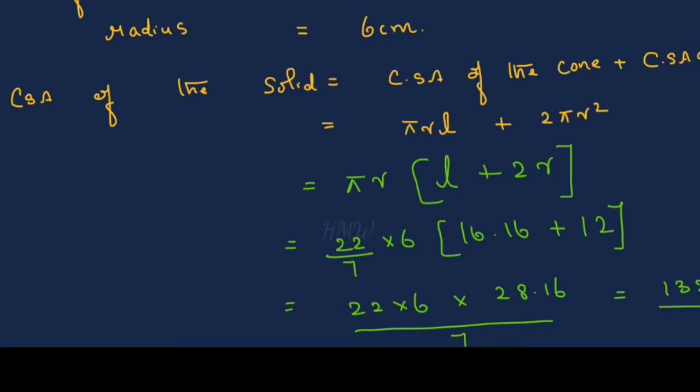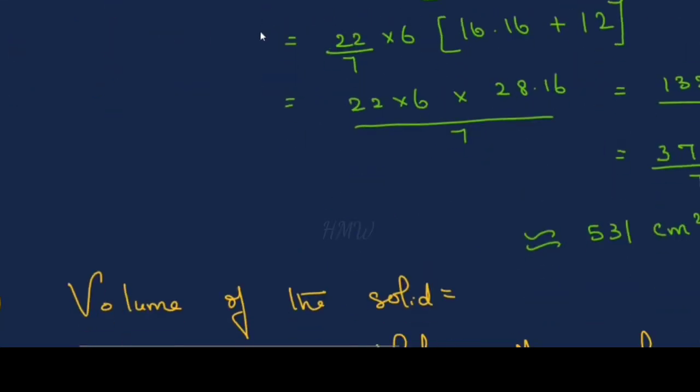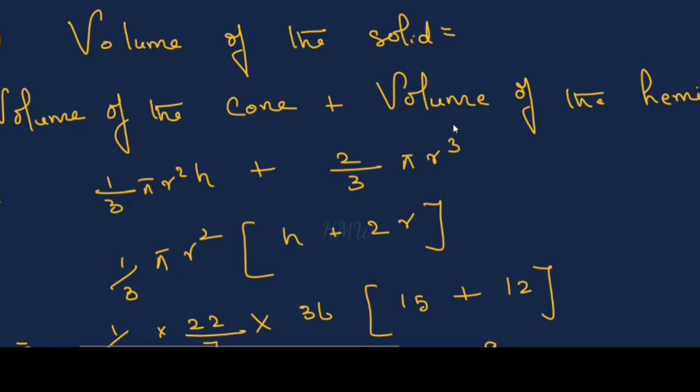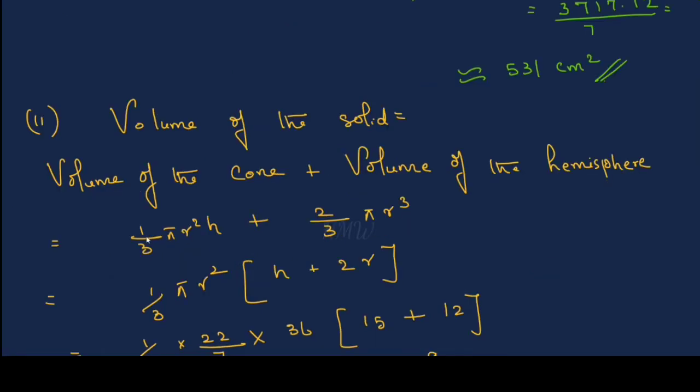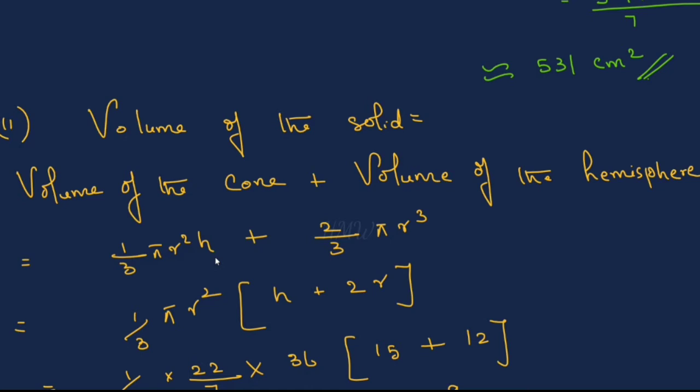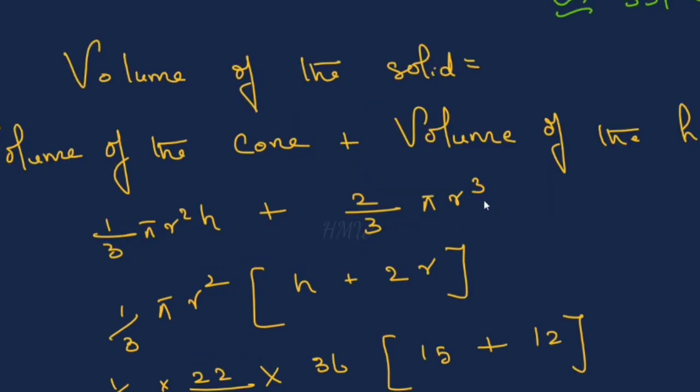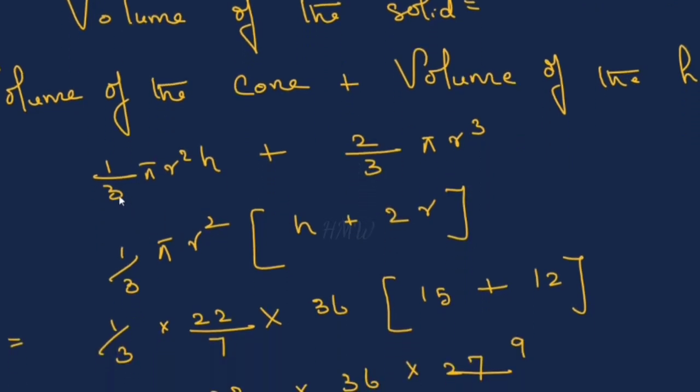Now next you have to find the volume of this solid. The volume of the solid is the volume of the cone plus the volume of the hemisphere. Volume of the cone is 1 by 3 pi r square h. Volume of the hemisphere is 2 by 3 pi r cube. So you can take out the common term. 1 by 3 is common, pi is common, r square is also common. So we get h plus 2r. Pi by 3 r square we have taken out, so you have only r here.